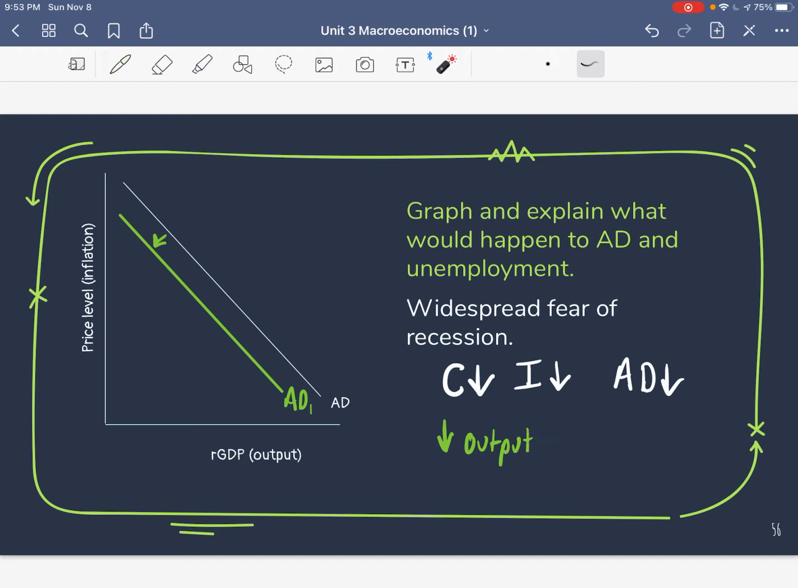And if we decrease output, we were making this much, now we're making this much. That means that we're not making as much. We don't need as many workers. People are probably going to be laid off. That's increase unemployment. All right, let's continue.